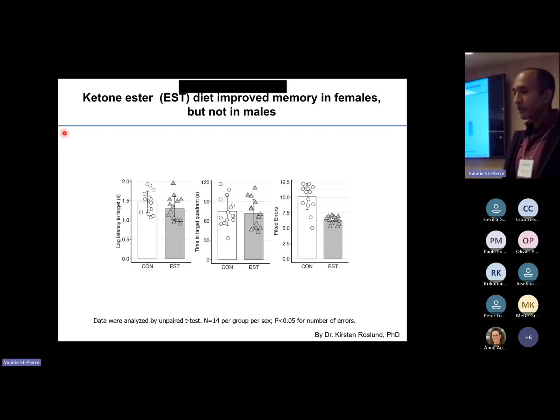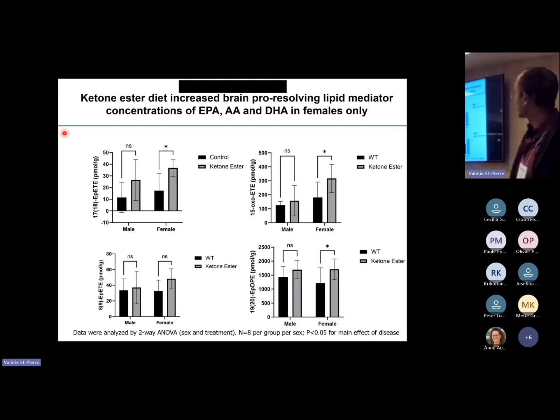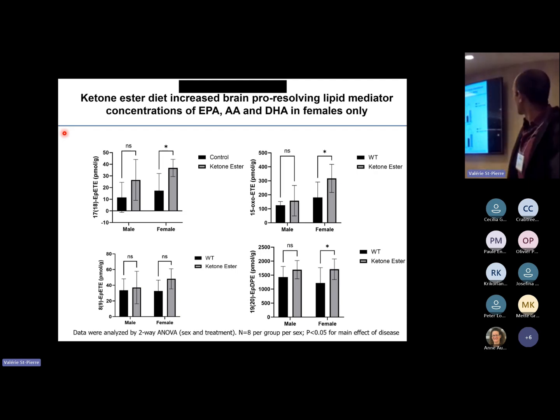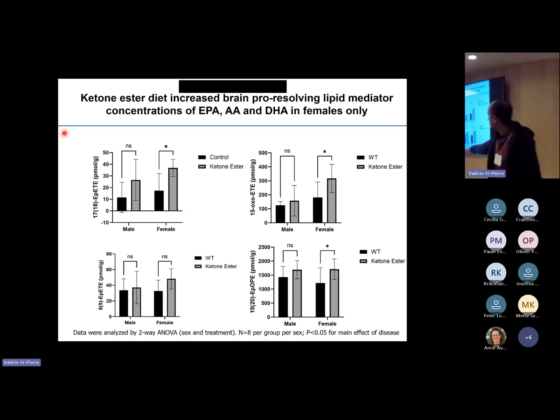We then looked at the brain, looking at the inflammation resolution pathways. We didn't find anything in the pro-inflammatory lipid mediators. But what we did find is that, in a sex-dependent manner, in females, there was an increase. The ketone ester increased a lot of the pro-resolving epoxides of arachidonic acid, EPA, and DHA, including my favorite DHA lipid mediators, or SPMs. So you can see that it increased it by some 50% in some cases, and this one was a trend, the one to your left at the bottom.